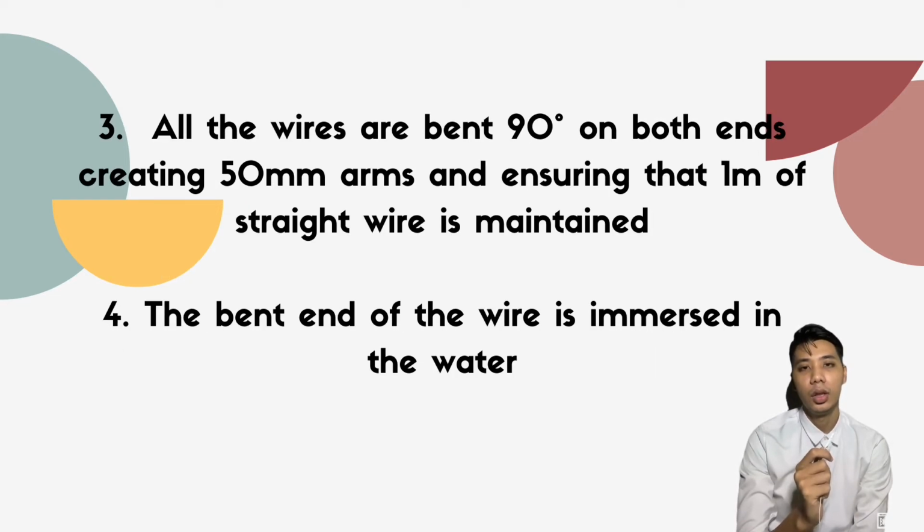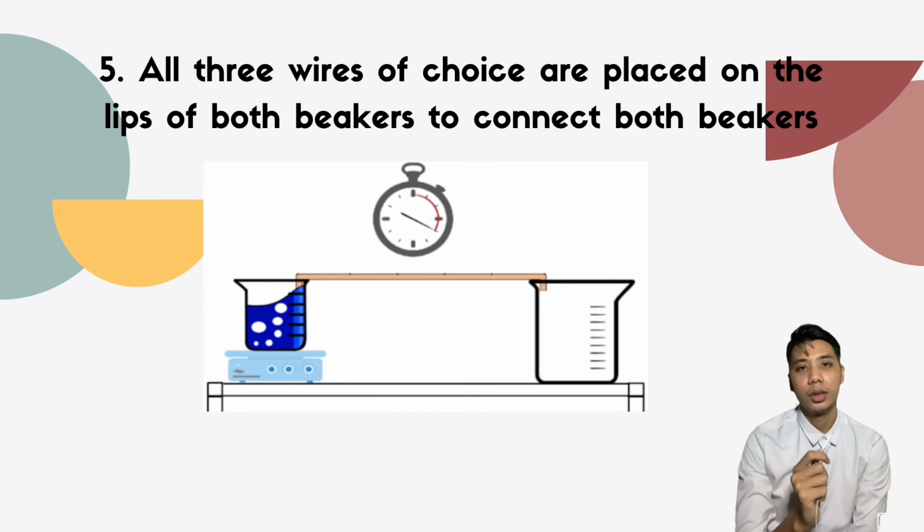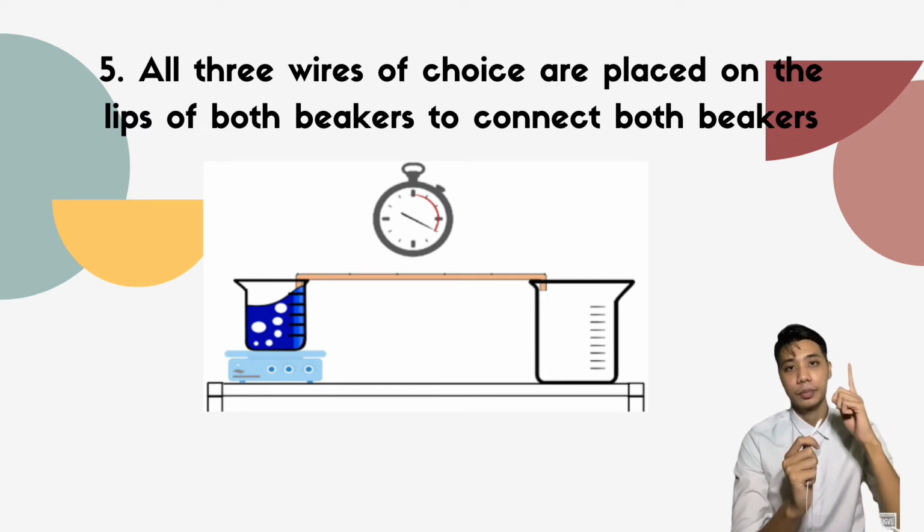Thirdly, all the wires are bent 90 degrees on both ends, creating 50mm arms and ensuring that 1 meter of straight wire is maintained. Fourthly, the bend at the end of the wire is immersed in the water. Fifth, all 3 wires of choice are placed on the lips of both beakers to connect both beakers, as you can see in the slide.